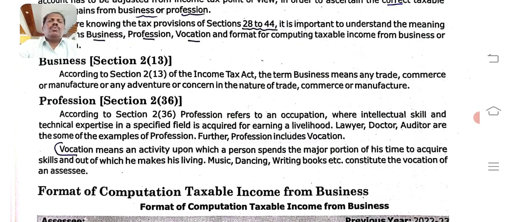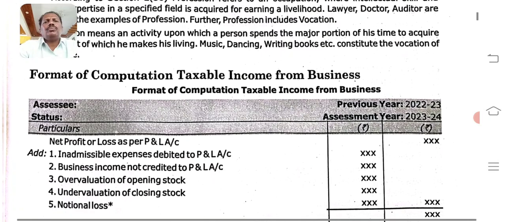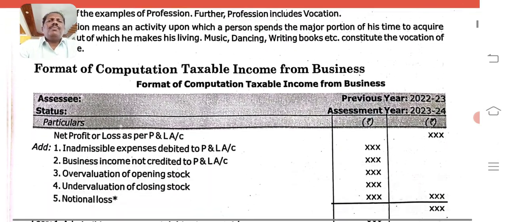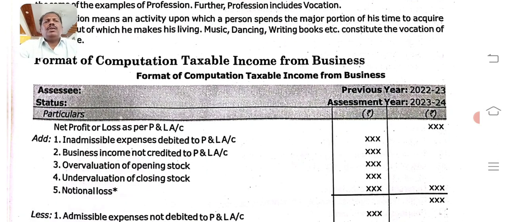What is vocation? Vocation means an activity upon which a person spends the major portion of his time to acquire skills and out of which he makes his living. For example, music, dancing, writing books, etc. What is the format for computation of taxable income from business?